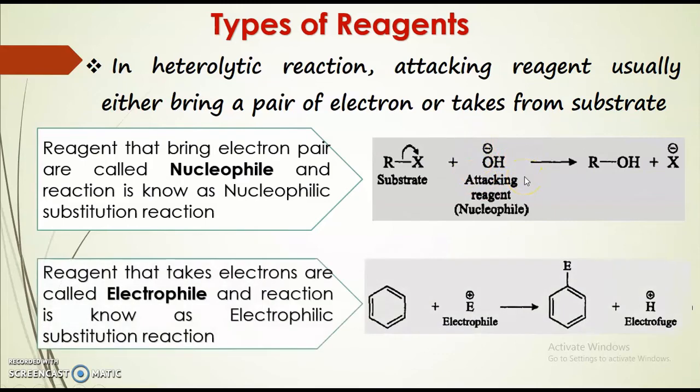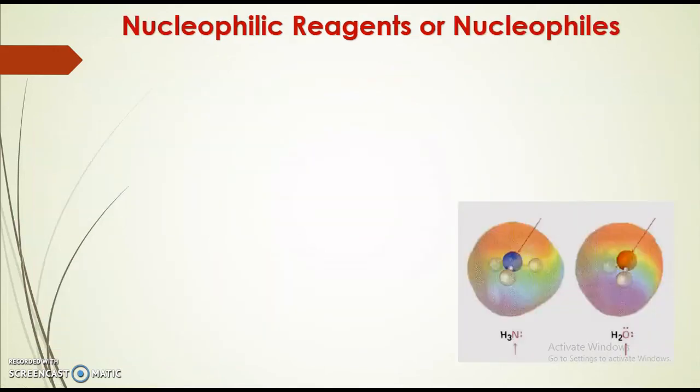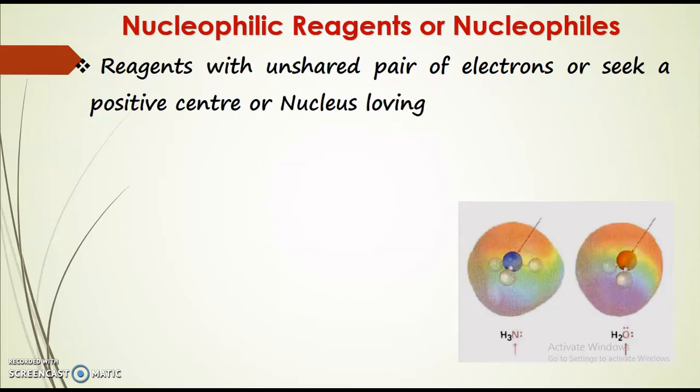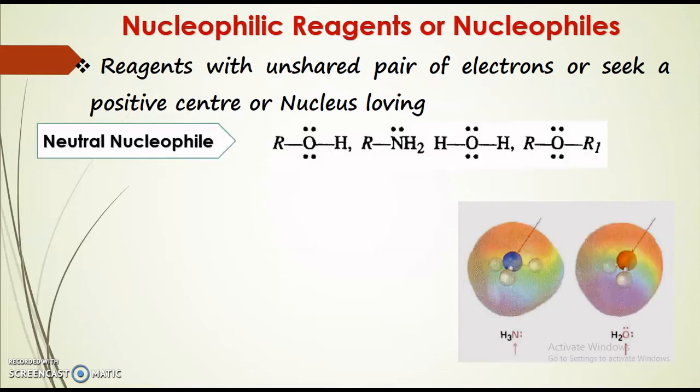Let us consider the next reaction. Here, the reagent that takes electrons from the substrate is called an electrophile, and the reaction is known as electrophilic substitution reaction. So let us discuss in detail what a nucleophile is. A nucleophile is a reagent with an unshared pair of electrons, or it loves nucleus. That means it seeks a positive center. That is called a nucleophile.